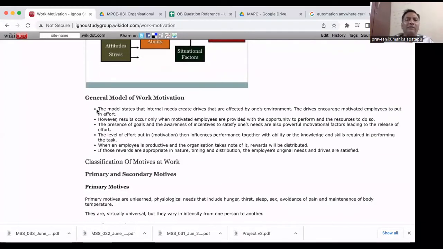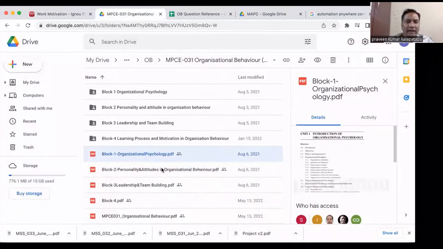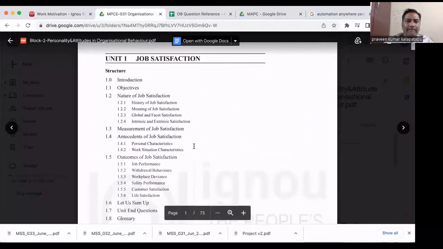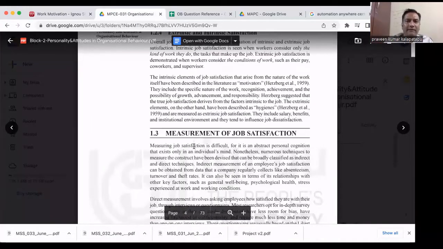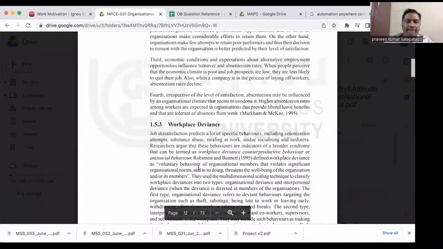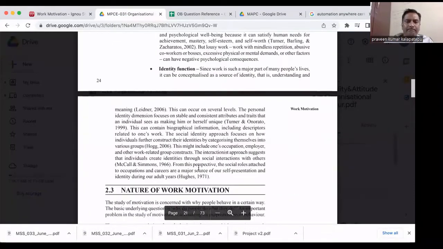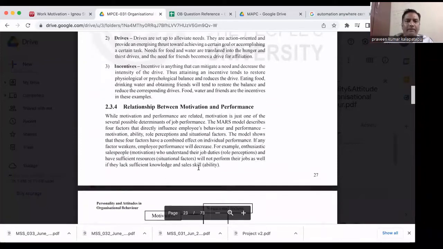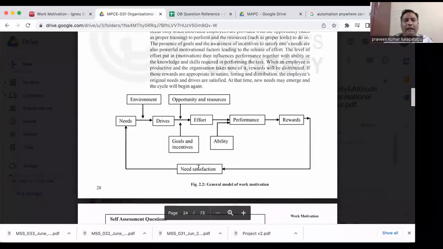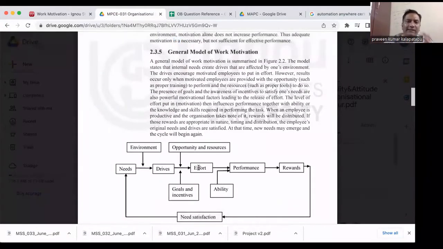Now comes the general model of work motivation. This diagram within the book is very good, so I'll just take you to the diagram to explain this. This is the general theory of work motivation. This is the general model talking about how exactly motivation works.